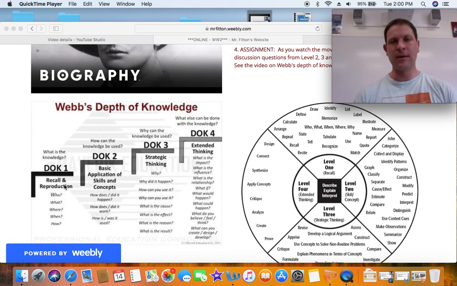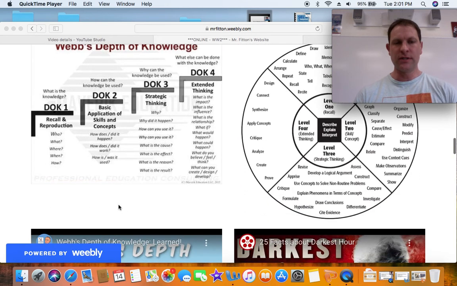So your assignment is to come up with 6 different questions from the different levels of Webb's depth of knowledge. So let's look at depth of knowledge level 2. And this is really applying that knowledge. So it asks questions like, how did something happen? How does something work? How is something used?